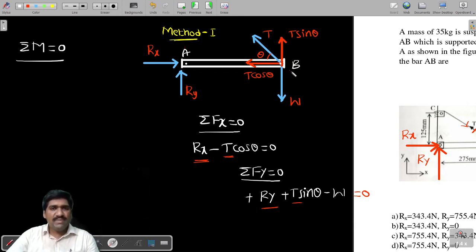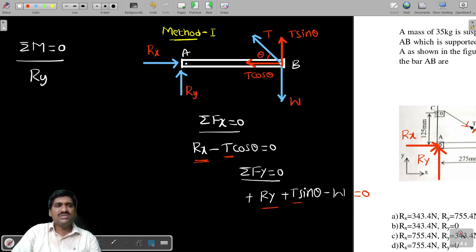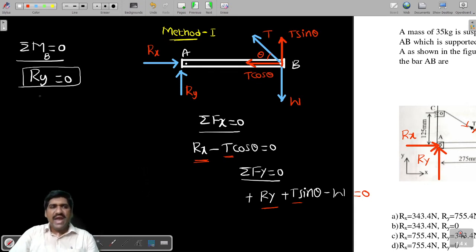Now, with respect to point B, T is producing 0 moment, Rx is producing 0 moment, W is producing 0 moment, and what is the moment of Ry? Ry into distance, it is producing a clockwise moment here. Therefore, Ry into some distance is equal to 0 means Ry has to become 0. Problem is almost over. If you substitute Ry equal to 0 in this equation, then you can bring out tension T.